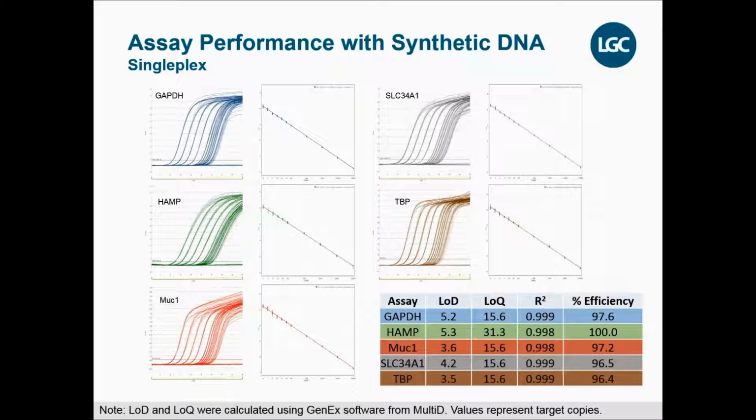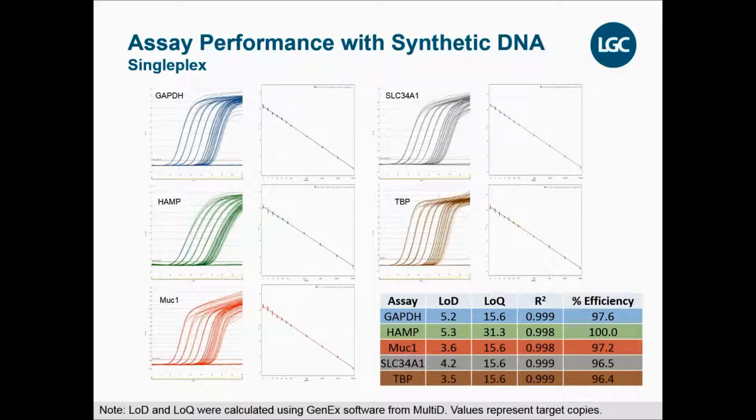So now looking at all 5 assays, the 3 genes of interest and the 2 reference genes, we can see very good amplification curves, and the data is actually reflected in the table in the lower right. So we're looking at our LOD, LOQ, R squared, and PCR efficiency. We can see we had a very good limit of detection, 3 to 5 molecules, and these are estimated copies based on the synthesized synthetic DNA.